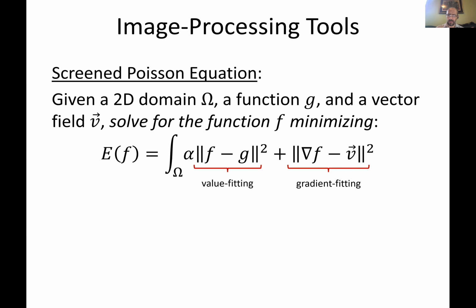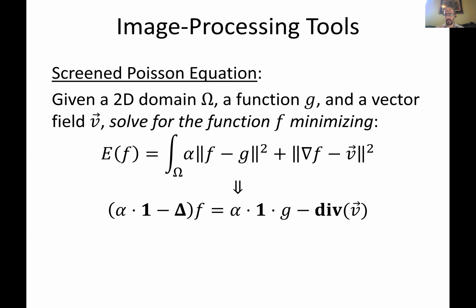If you look at what's involved, this is a quadratic problem in the values of F, and it turns out that there is some linear system that you need to solve. The linear system I've written out here will look like this. If you can solve this linear system, you will get the solution F that optimally matches or minimizes this energy.